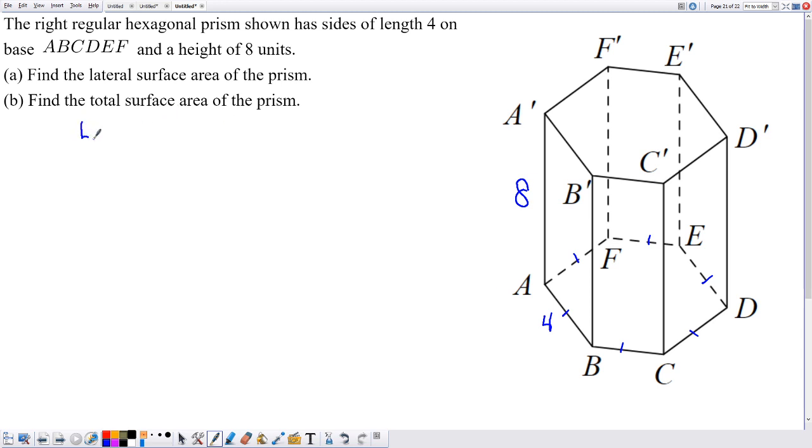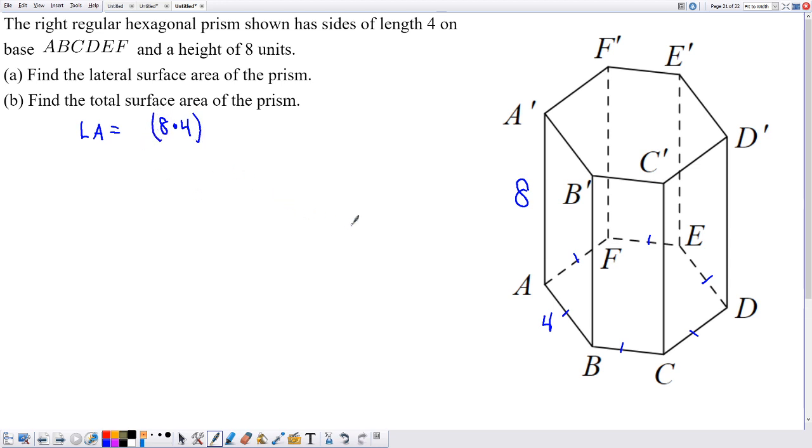So our lateral area is equal to, well, each of these rectangles has the same dimensions. Because of this regular hexagon, it means all their widths are the same, 4, and the height always has to be the same, that's 8, or the length of the rectangle. So the dimensions of each rectangle are 8 by 4. So 8 times 4.